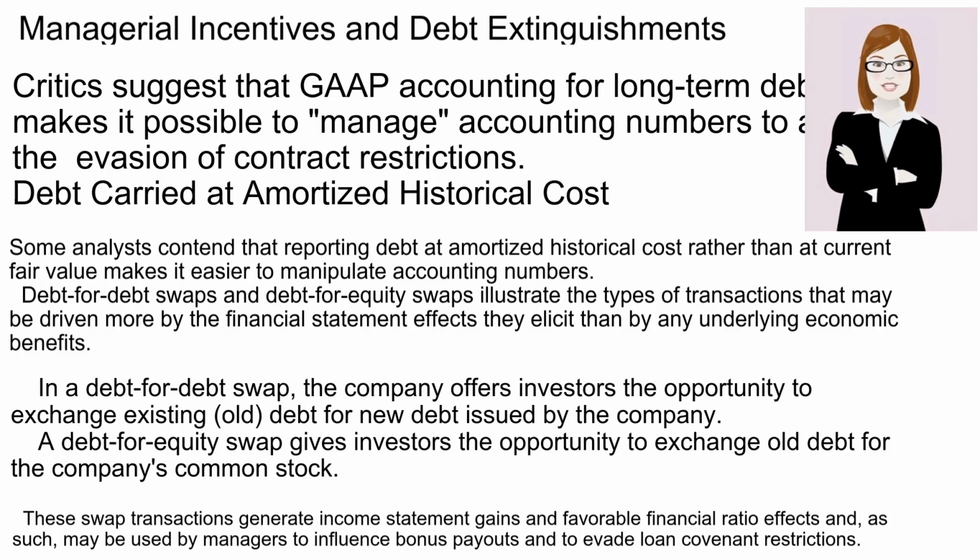Critics argue generally accepted accounting principles allow manipulation of accounting numbers, especially with debt at amortized historical cost. Debt for debt and debt for equity swaps can be used to influence financial statements, generating gains and favorable ratios. These transactions may be driven by financial statement effects rather than economic benefits, potentially affecting managerial incentives and evading contract restrictions.